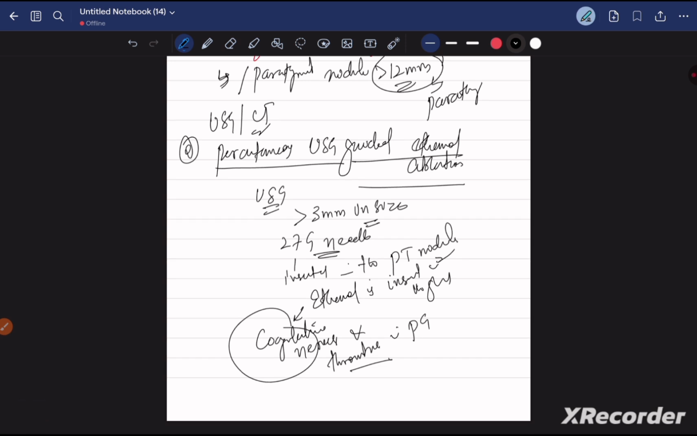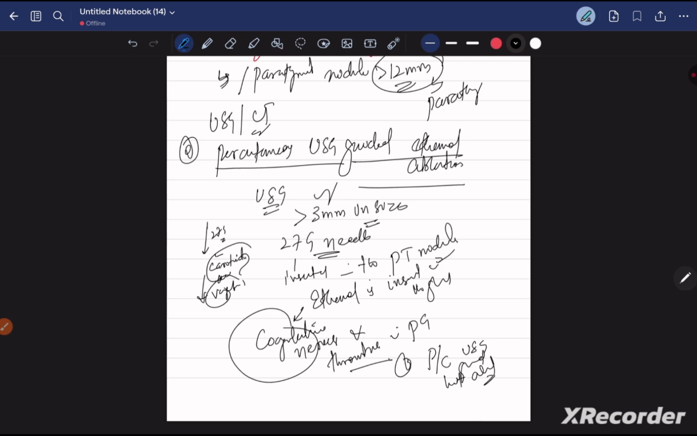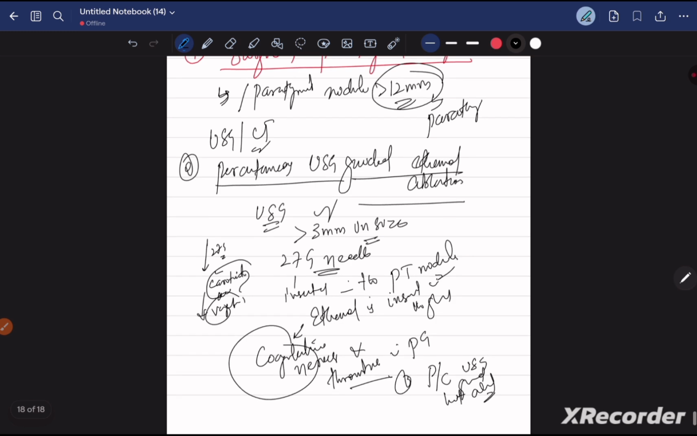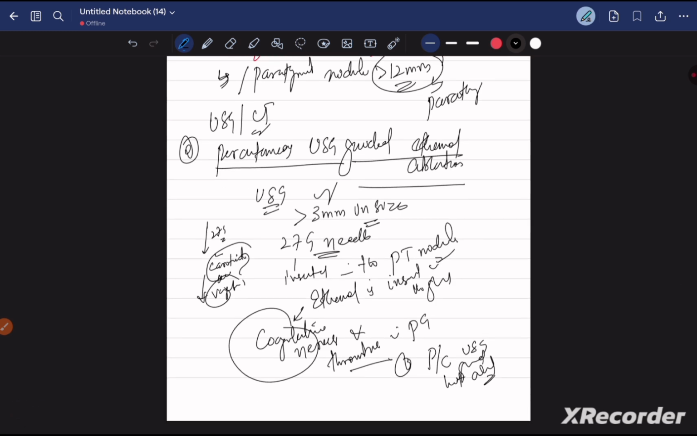It needs the evaluation by an expert radiologist and an expert surgeon. Why? Because when you are inserting the 27 gauge needle, you have to take care of the carotid artery and vagosympathetic trunk. Okay, because these two are in close proximity with the parathyroid gland, so these should not be compromised. And the third one is percutaneous USG guided heat ablation, not very much used. So this is the treatment of hyperparathyroidism.